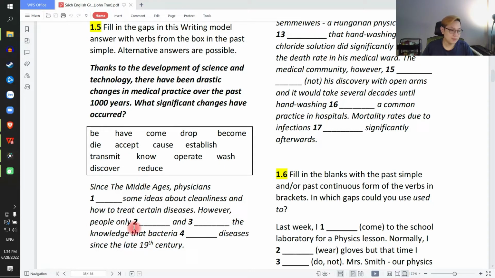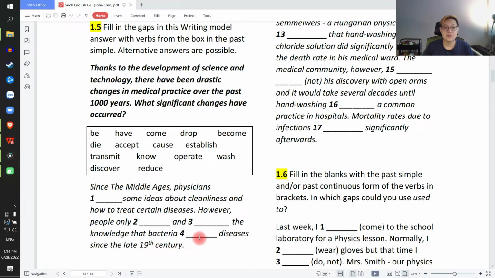However, people only established and accepted the knowledge that bacteria caused, or you can say causes, if you want to talk about a fact, this fact is still true. Bacteria causes disease. But you can also say the past tense as well. Bacteria caused diseases. Since the late 19th century.